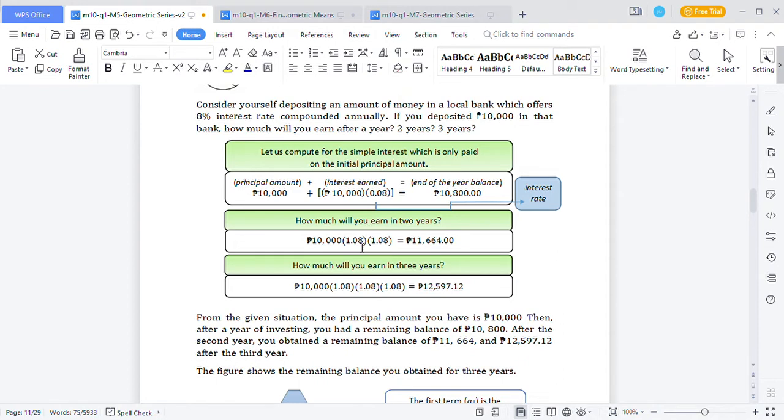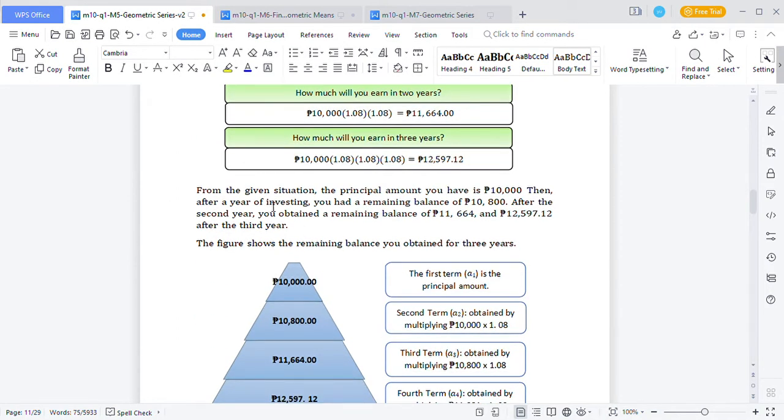So you will have to multiply 1.08 twice to 10,000 pesos, and your money in 2 years is 11,664. And then in 3 years, you multiply 1.08 three times to 10,000 pesos, and your money on 3 years is 12,597.12.